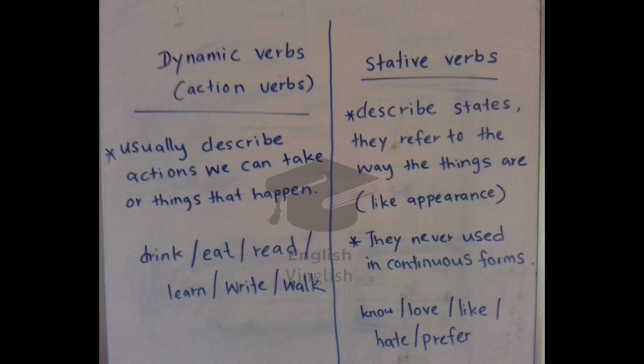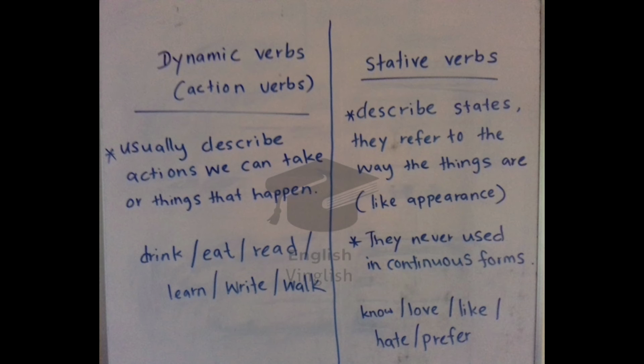The other type is stative verbs. They describe a condition or a state, and they refer to the way things are. For example, like appearance, right? It's a state, it's a condition, right? And these types of verbs we can never use in continuous formations. It means we cannot keep these verbs in their ing formations. For example, love, prefer, hate, know, etc.